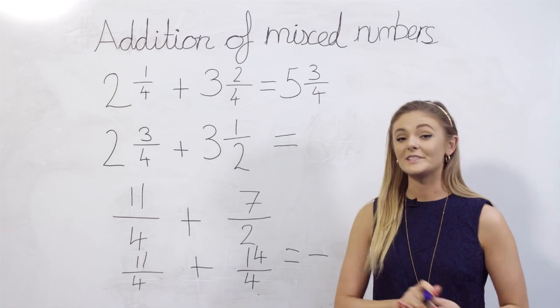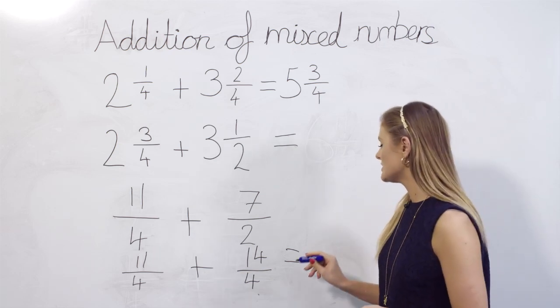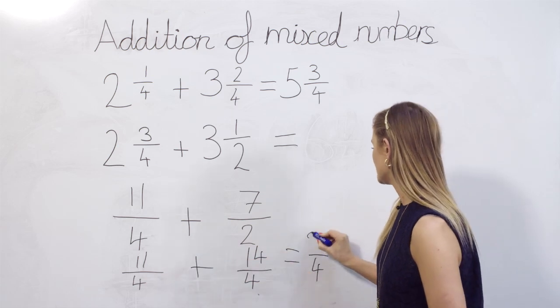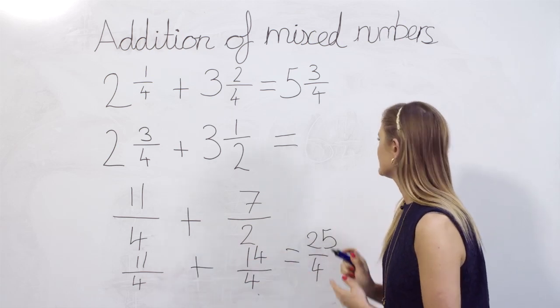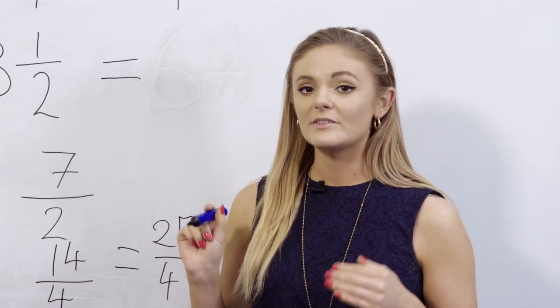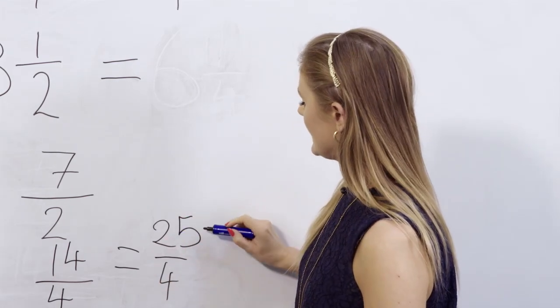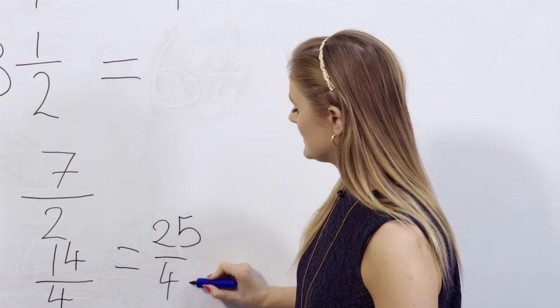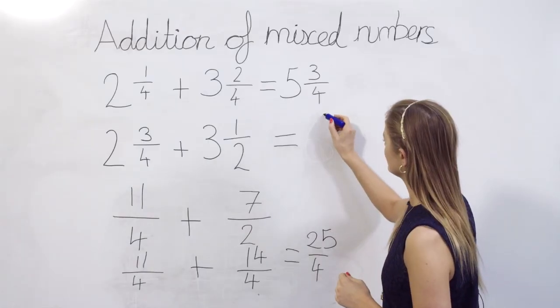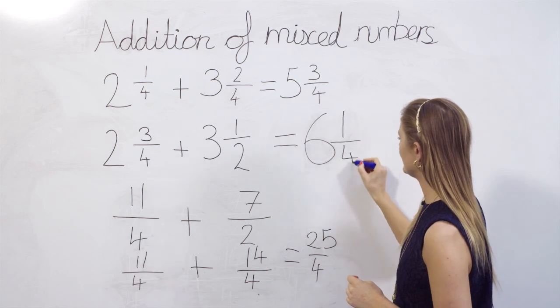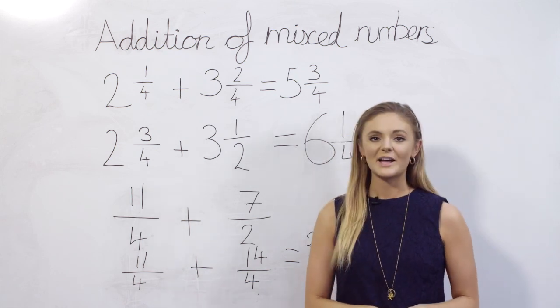Now, because we have a common denominator, all we need to do is add the numerators together. So we have 11 plus 14, which gives us 25/4. Now, finally, we need to express this as a mixed number to get our final answer. So what we do is divide the numerator by the denominator to give us 6 wholes and 1/4 left over. And that's how you add mixed numbers.